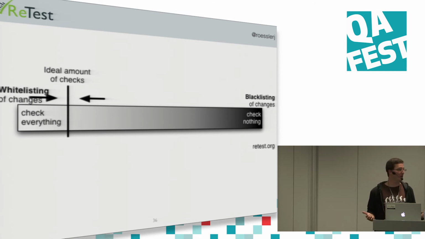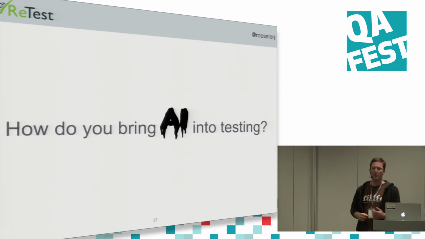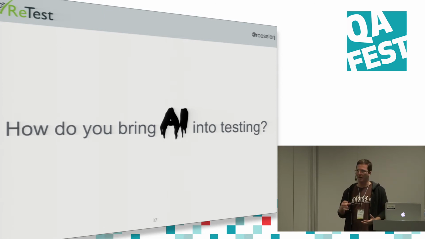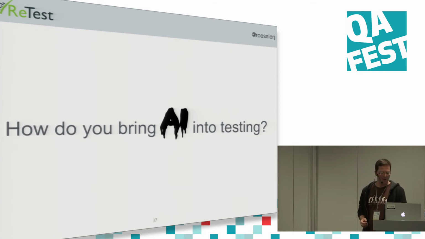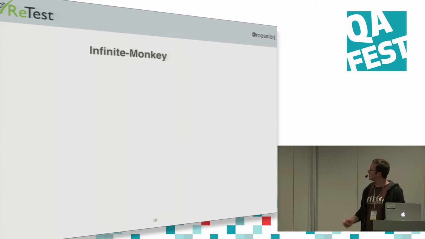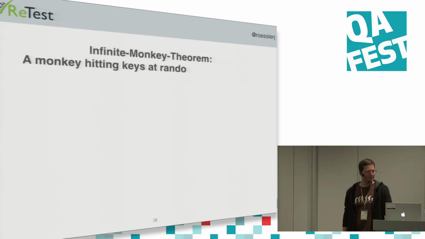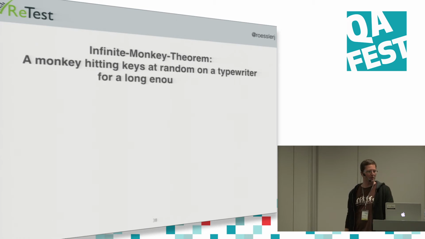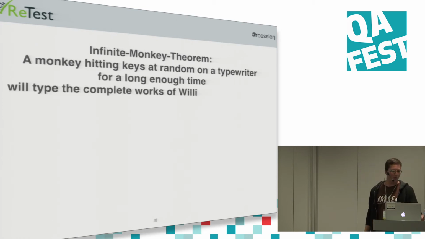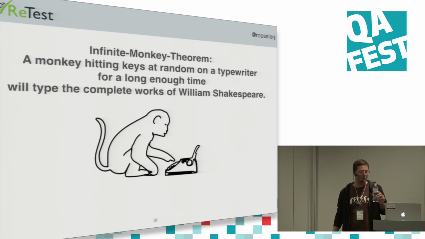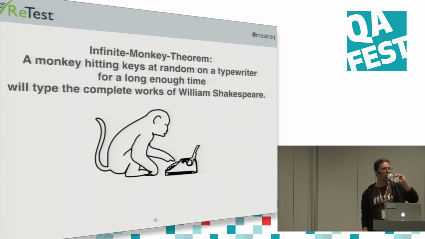Okay, now we have our oracle. One step closer to bringing AI into testing. But how do you perform the actual test? How do you do the testing process? For that we can use what is called the infinite monkey theorem, which says a monkey hitting keys at random on a typewriter for a long enough time will type the complete works of William Shakespeare.